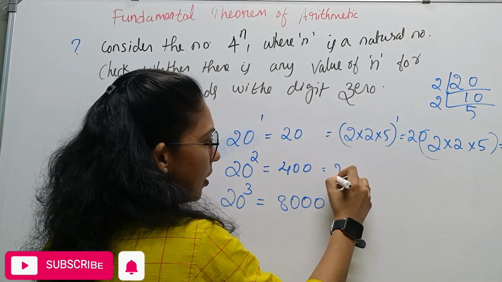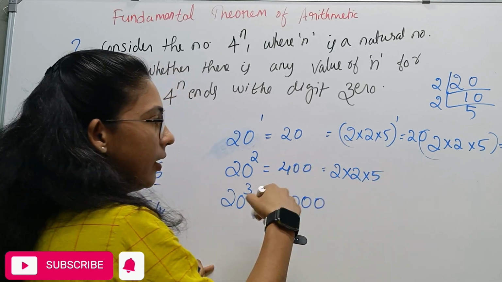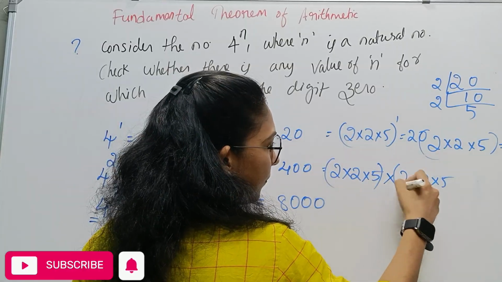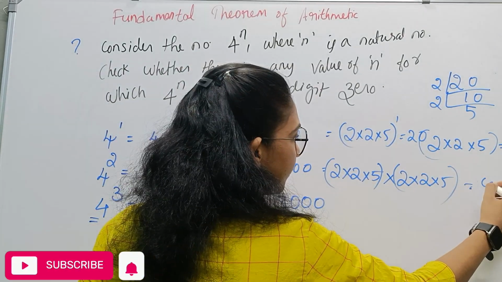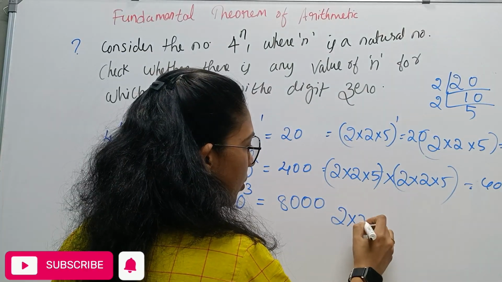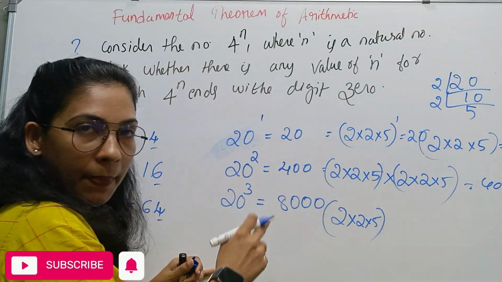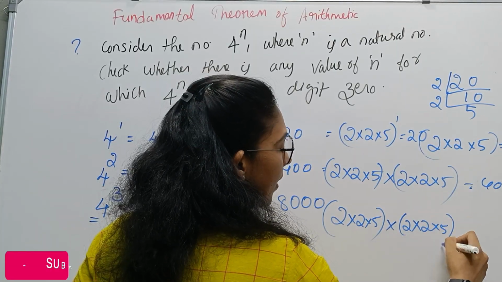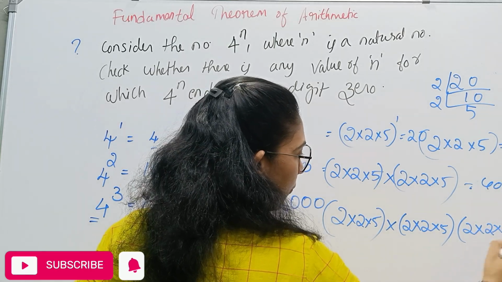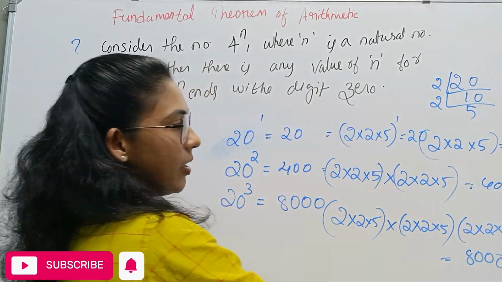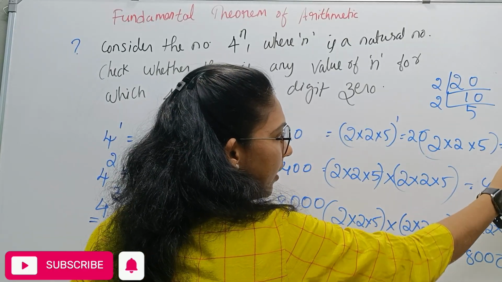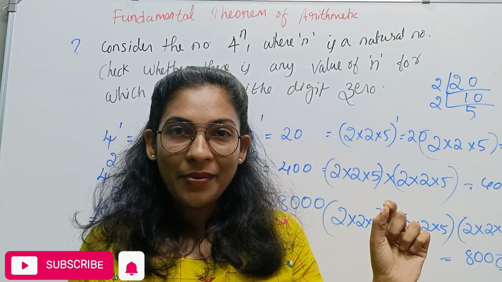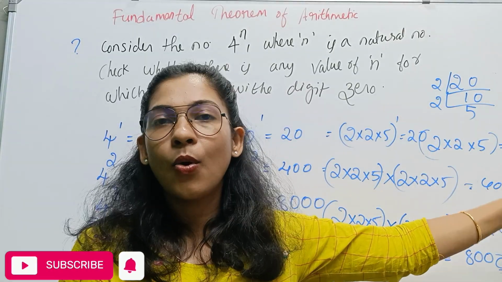Second step, 2 into 5, the whole square, that is again 2 into 5 twice, which is equal to 400. Now in the third step, 20 to the power 3, 2 into 5 three times, is equal to 8000. So in this series, all the ones digits are 0, which means any number which has 2 and 5 as factors will always have 0 as its ones digit.